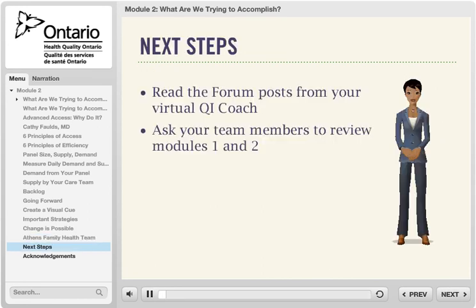So we've reviewed the key principles of advanced access and efficiency that were discussed in detail. Dr. Cathy Faulds shared her success in creating an advanced access environment, which gives a clearer picture of what is achievable. Your practice is unique, however, and your journey will be your own. In the next modules, you will assess your practice to move forward or determine what areas you need to work on to prepare your practice for implementation in the future.